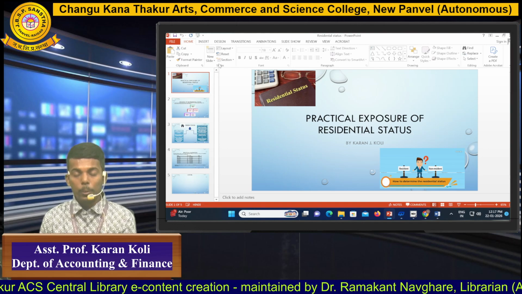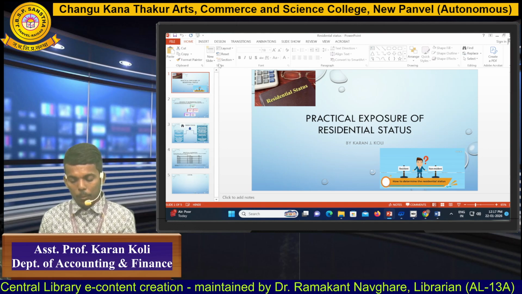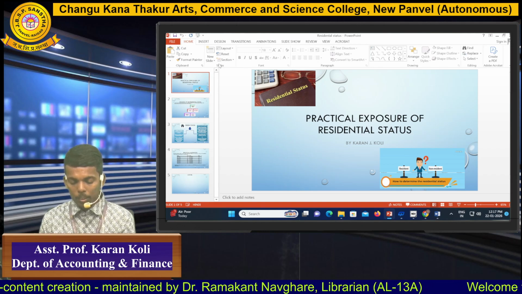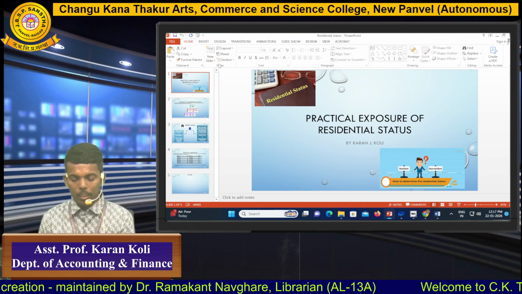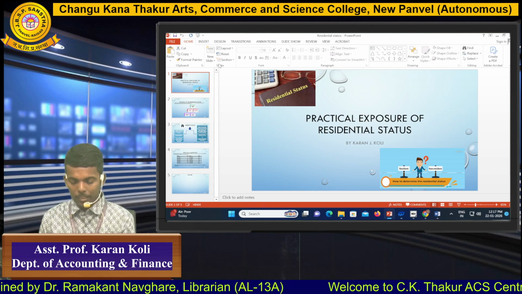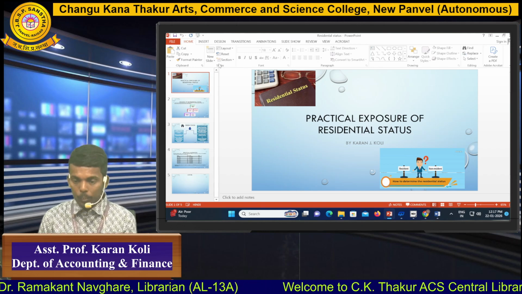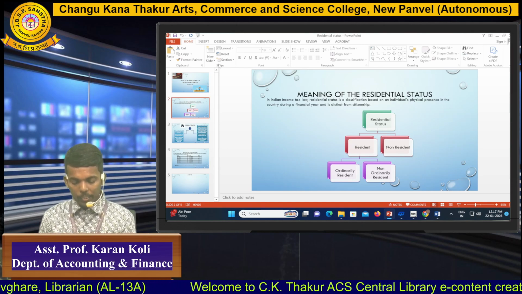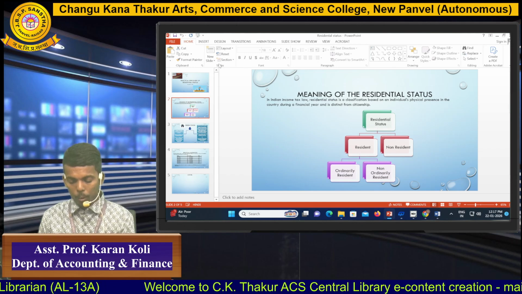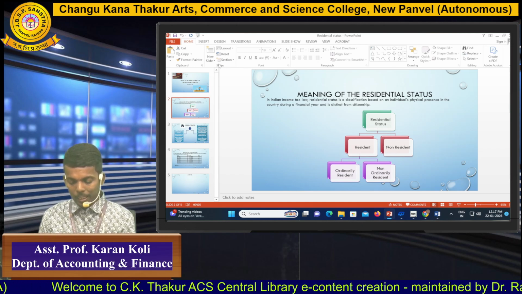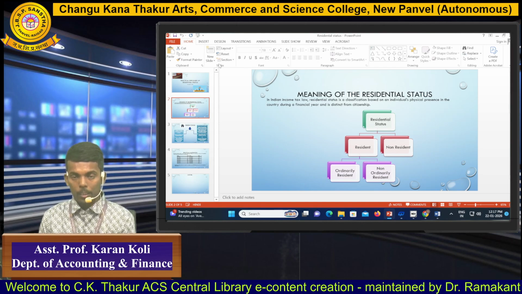This topic is very important from an examination point of view for BCom, MCom, CA, CMA and UGC NET students. So let's begin. First of all, the meaning of residential status. Residential status refers to the classification of a person based on his stay in India during the previous year.